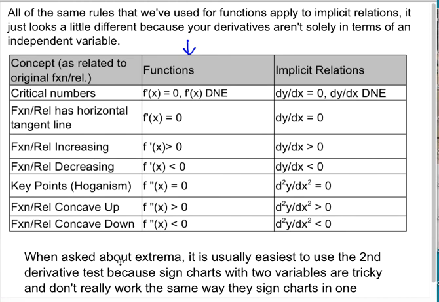All of these same things apply for implicit relations, except instead of talking about f's and f primes and f double primes, in place of f prime we're talking about dy/dx, which might be written in terms of just x, but it could also be written in terms of x and y, or just y. So if you replace all of these f primes with dy/dx, you get the same concept, right? dy/dx is another way to write the derivative. And similarly, if we replace all these f double primes with d squared y/dx squared, which is another way to write the second derivative.